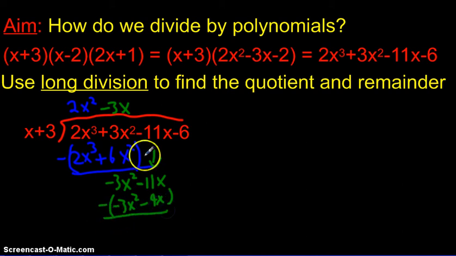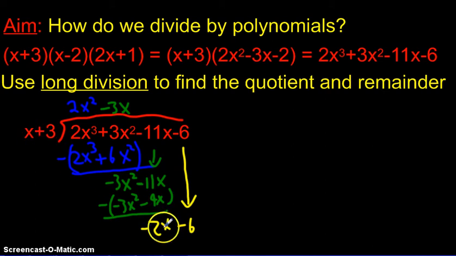Okay, let's change colors again. Let's use yellow, I think. Alright, so these are going to cancel out, because 3x minus itself will be 0. Negative 11 minus negative 9 is actually negative 2 in this case. Bring down the negative 6. And let's do this again.